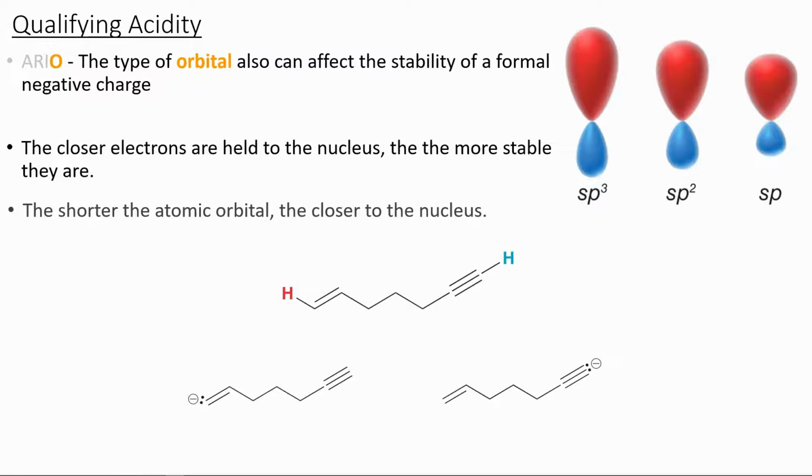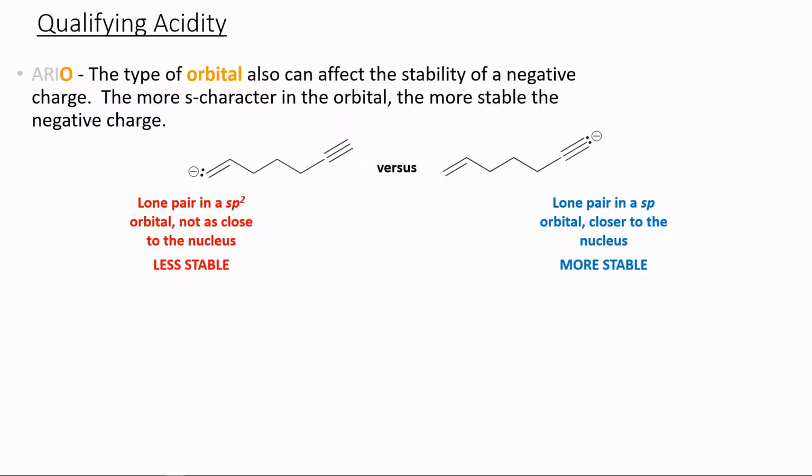So if we compare these two protons and we draw out the conjugate base, we deprotonate them. The proton in red is going to lead to an anion in an sp2 orbital since it's attached to an alkene. The proton in blue is going to lead to a negative charge in an sp orbital. And we're going to have to ask which of these carbanions is more stable. The sp2 orbital is going to be less stable than when the negative charge is in an sp orbital.